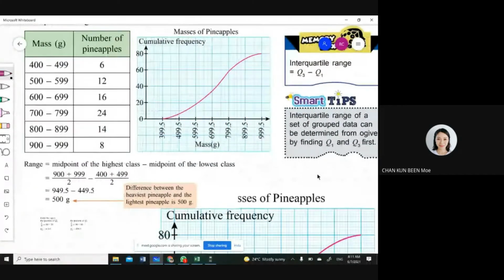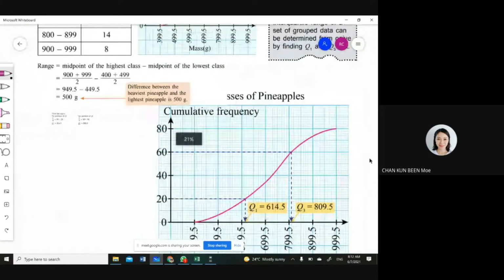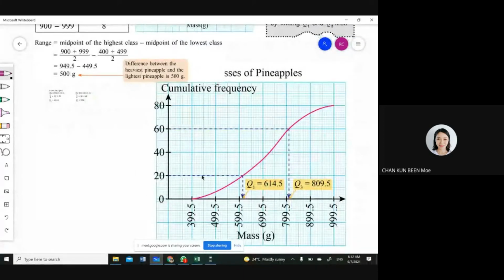Next, we have to find the interquartile range. To get the interquartile range, you need to use the ogive. From the ogive, we are going to find the first quartile and also the third quartile. How to get the first quartile? You are going to use 1/4 multiplied by the cumulative frequency of 80. So 1/4 times 80, you are going to get 20. You move it to the right and you get the reading of the first quartile, which is 614.5.